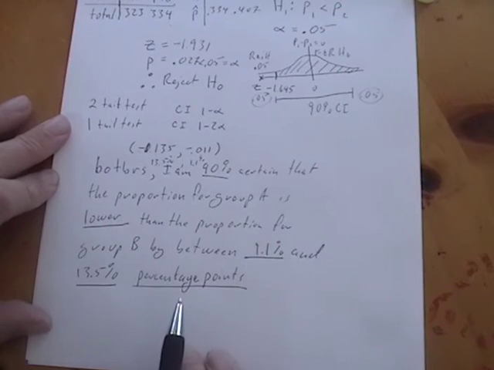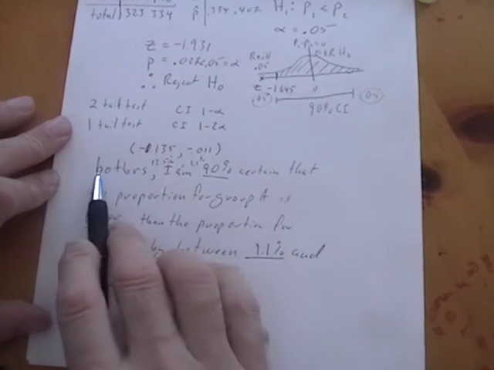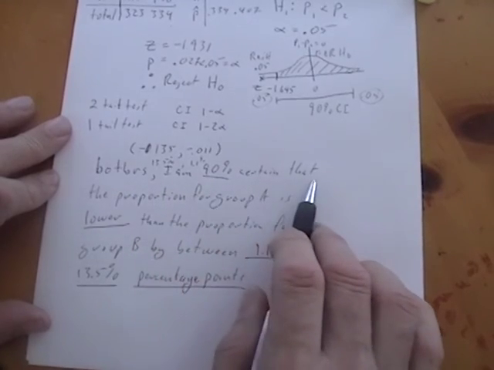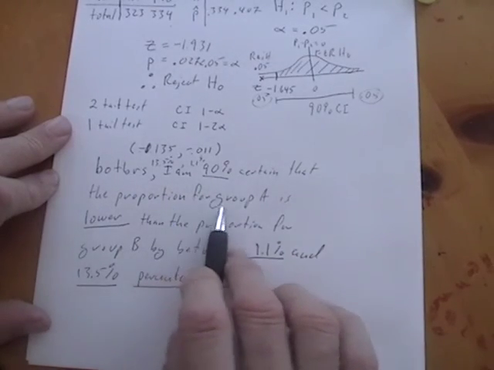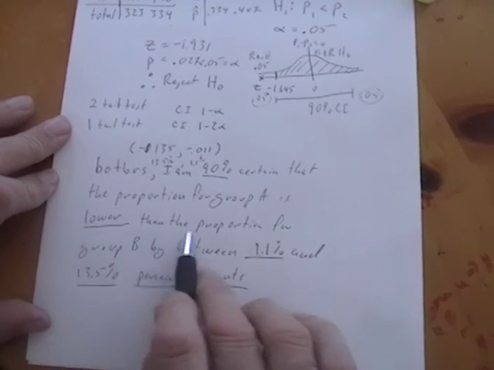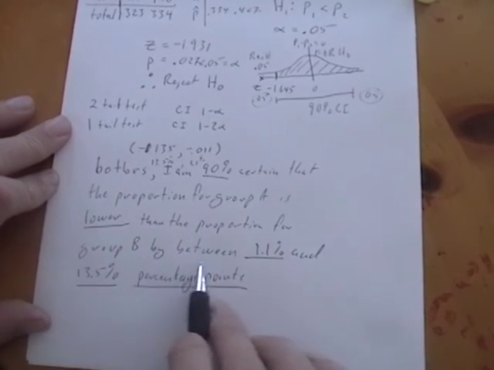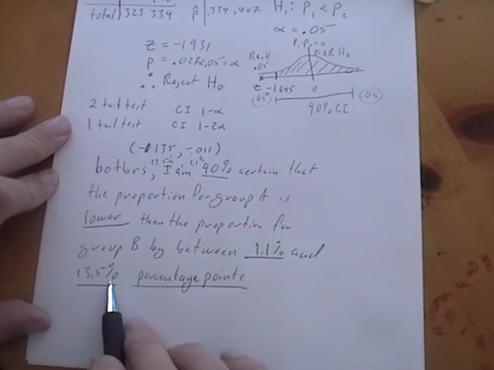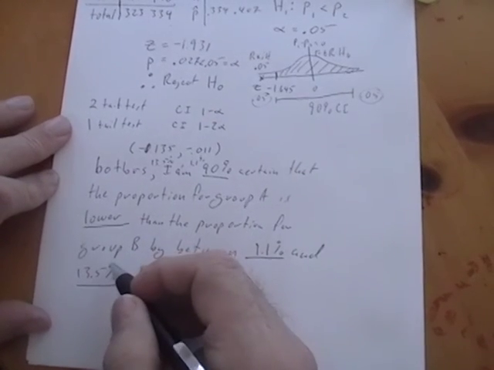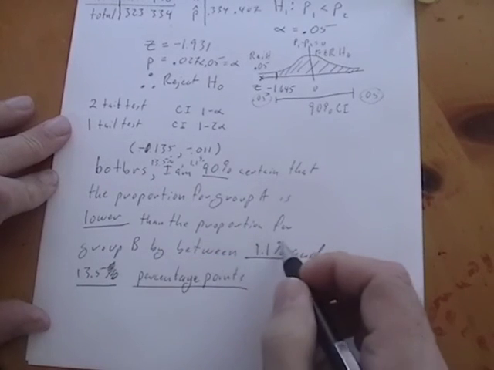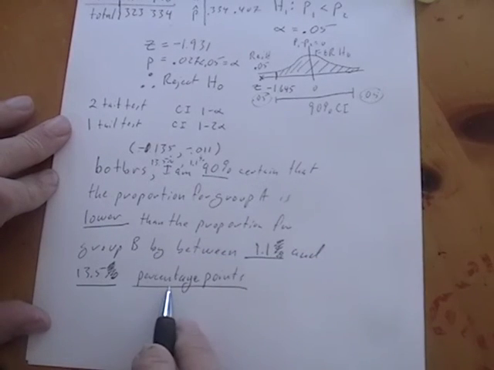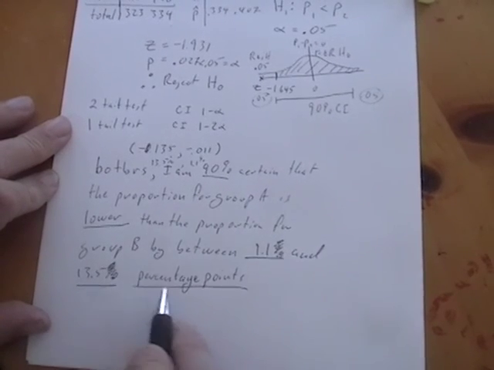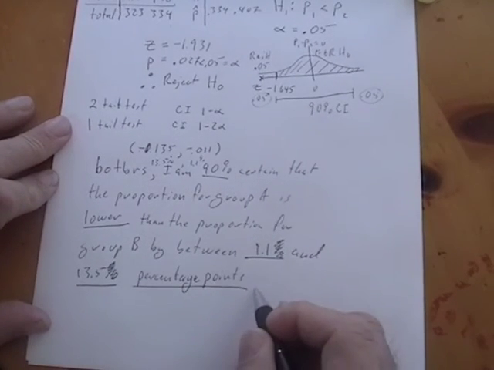So, my plain English statement: based on these being representative samples, I am 90% certain that the proportion for group A is lower than the proportion for group B by between 1.1% and 13.5. Oh, my apologies. Percentage is listed by between 1.1 and 13.5 percentage points.